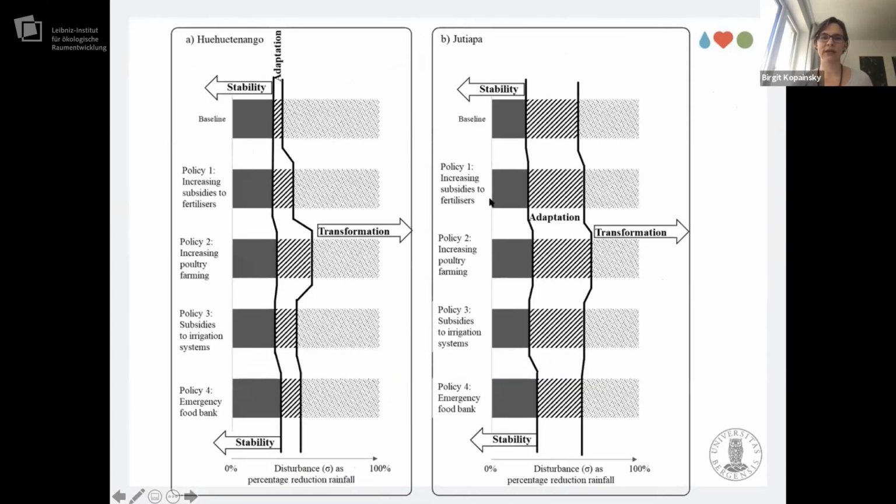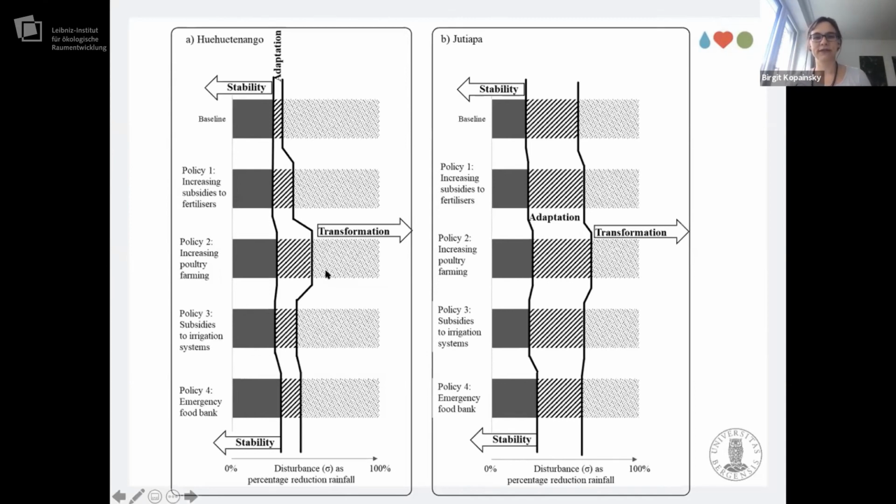And when we go back to the diagram, we see that this window of opportunity changes somewhat with the introduction of these policies. So now we compare the baseline situation for case study A, the baseline situation for case study B, and we see how the different policies shift the stability and the elasticity frontiers either to the left or to the right. And we see particularly that the government's favorite policies, increasing subsidies to fertilizers or maybe also to irrigation systems, don't seem to do a whole lot. Not when it comes to stability, a little bit for adaptation, but they're not very effective.